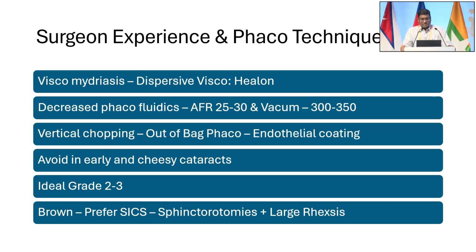One important thing is that you have to avoid this technique in early and cheesy cataracts. In soft cataracts, this would not be an ideal technique because you will not have a good hold. Ideal cases for this technique would be a grade 2 to 3 cataract. Brown cataracts, as sir has already mentioned, I would prefer to do an SICS with sphincterotomies and a large rhexis rather than going to a phaco in such cases where the pupil is small.